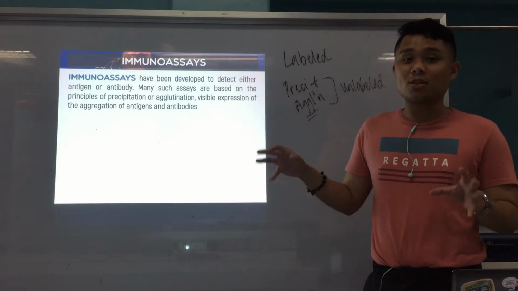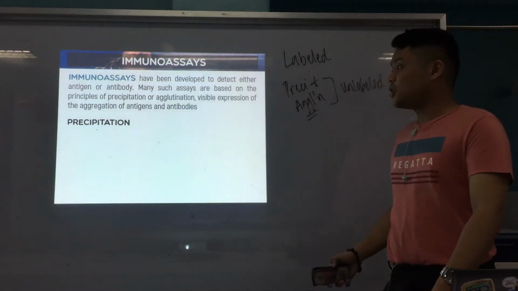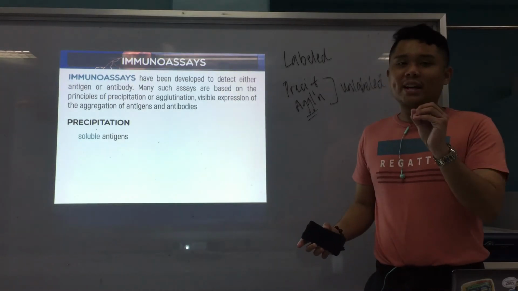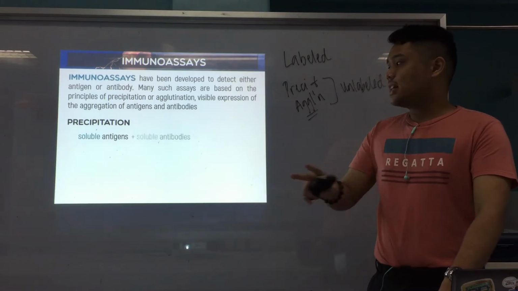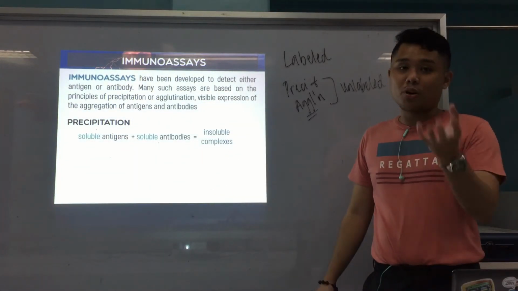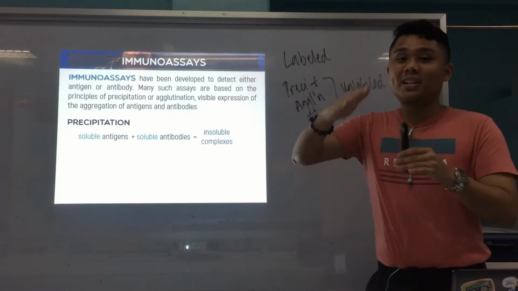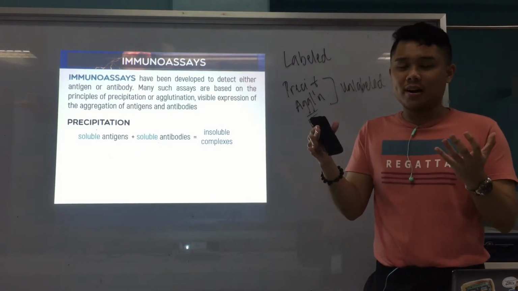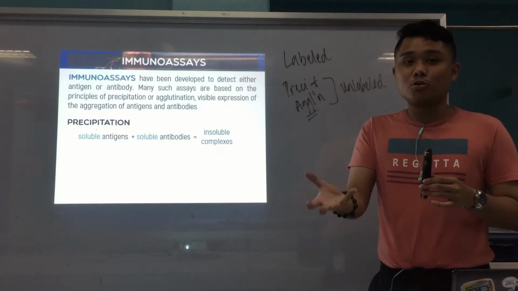What is the difference between the two? For the first part, you have precipitation. The key point in precipitation is that you have both soluble antigens and antibodies. And it now forms insoluble complexes. Because of their reaction, it precipitates out of the solution. But the main point is that both of them are soluble, meaning they're all in solution.